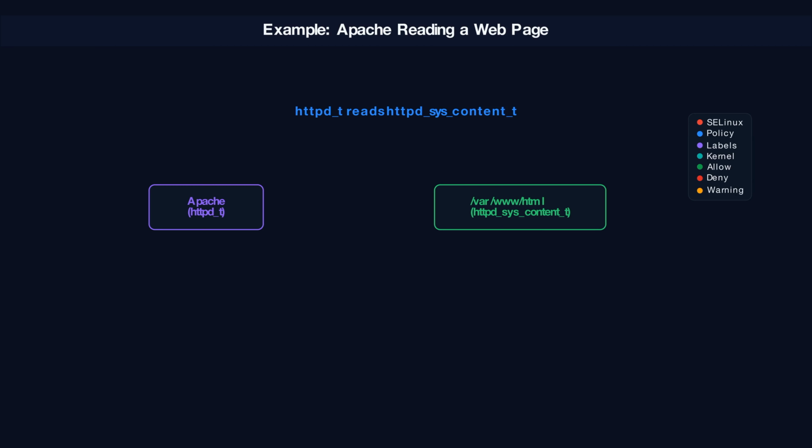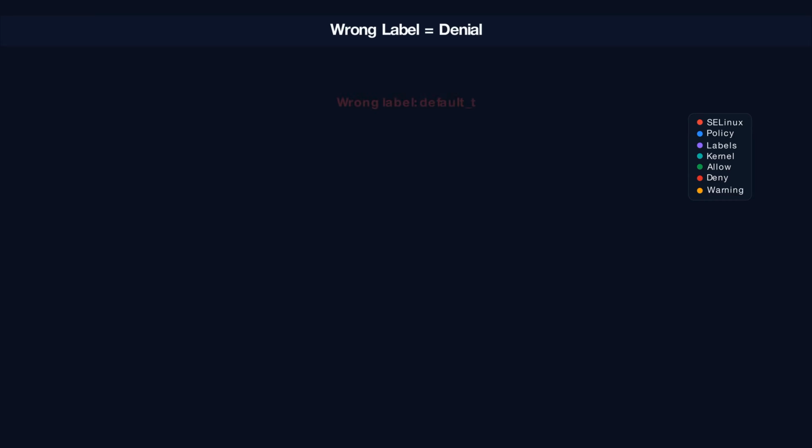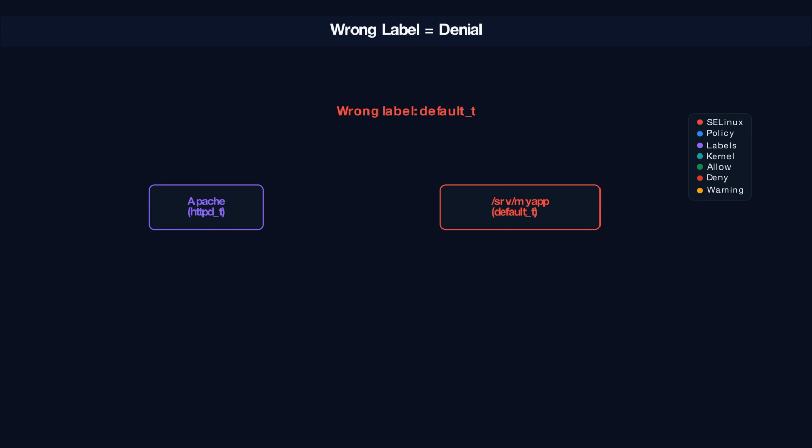Here is a concrete example. When Apache tries to read a web page, SELinux checks, does policy allow httpd_t to read files of type httpd_sys_content_t? If yes, access proceeds. If the file is labeled default_t instead, because it was placed in a custom directory, SELinux denies the read even though Unix permissions would allow it. This is the most common source of breakage. Fixing the label fixes the problem.